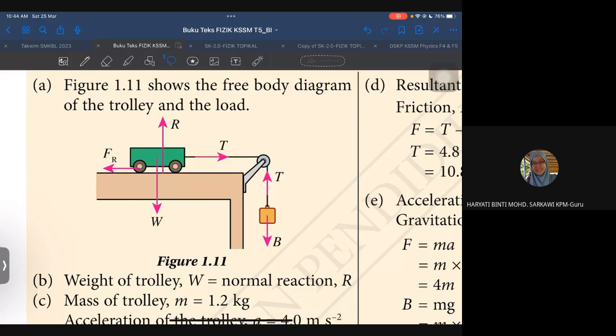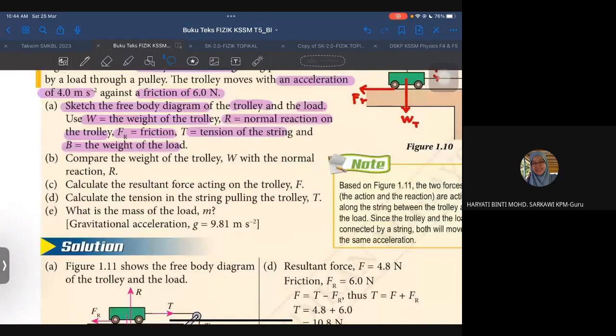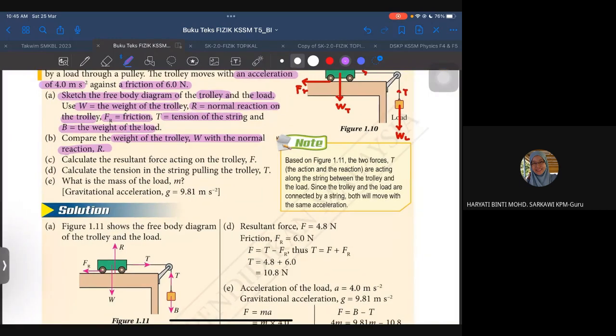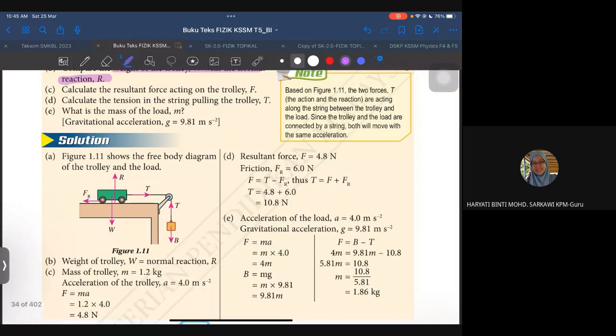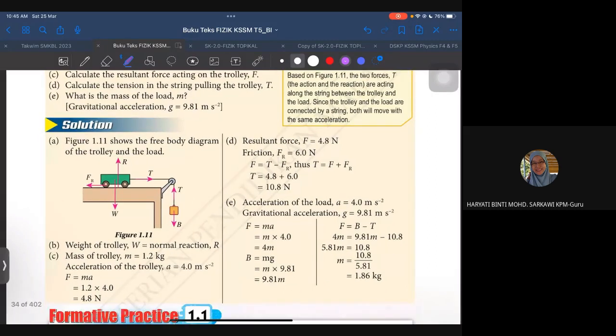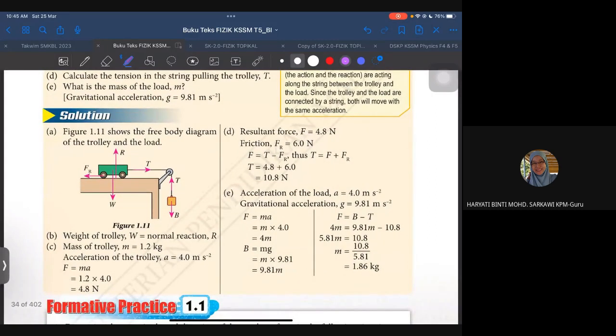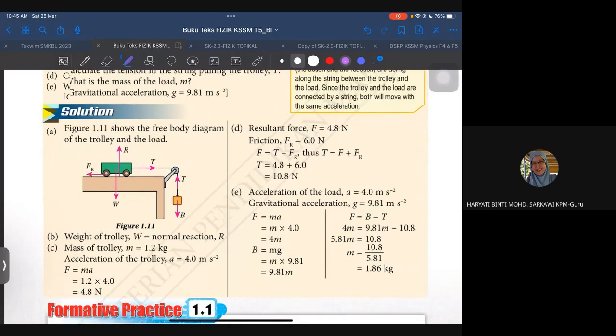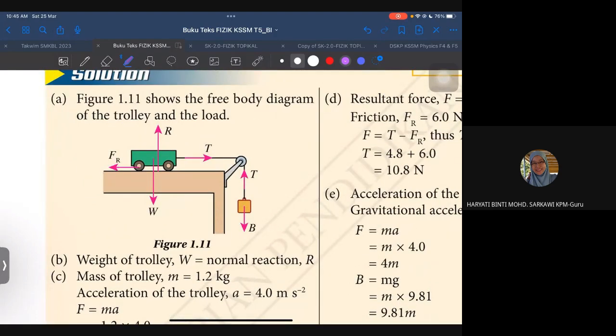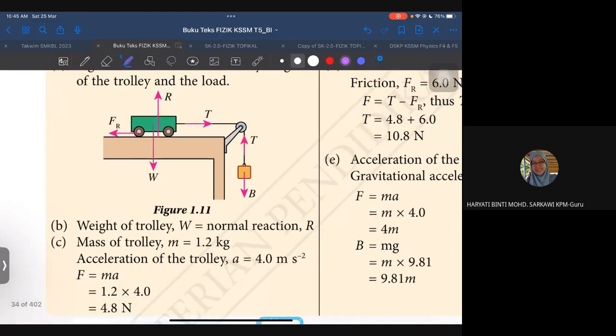Any question? Okay, next question. Compare the weight of the trolley with the normal reaction. This one should be okay, right? The weight of the trolley and the normal reaction, are they the same, class? The same, right? Okay. The trolley in this case is not moving up or down, so it means that R and W will be the same.